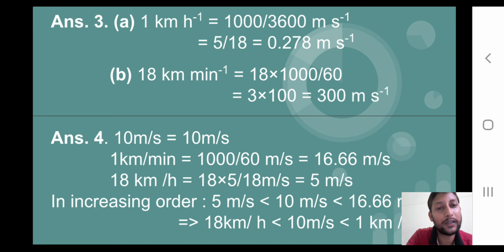Similarly, third one is 18 kilometer per hour. Converted into meter per second, it is 5 meter per second. In increasing order, it is 5 meter per second, then 10 meter per second, and then 16.66 meter per second. So if you put it as given in the question, it is 18 kilometer per hour, then 10 meter per second, then 1 kilometer per minute.